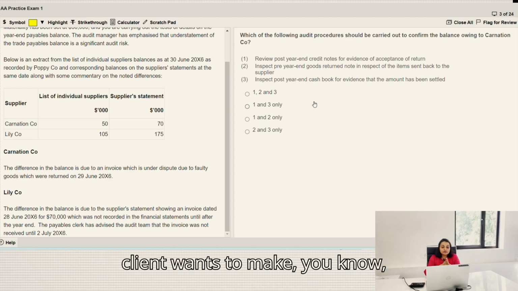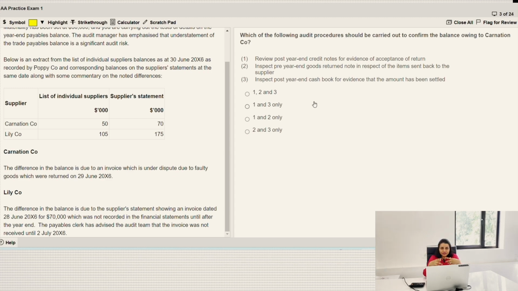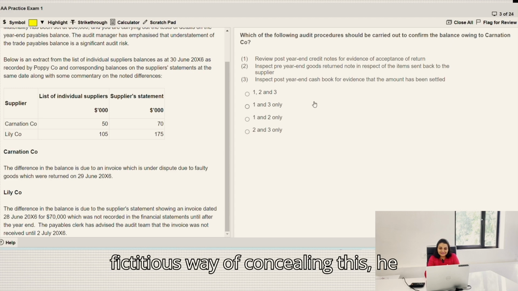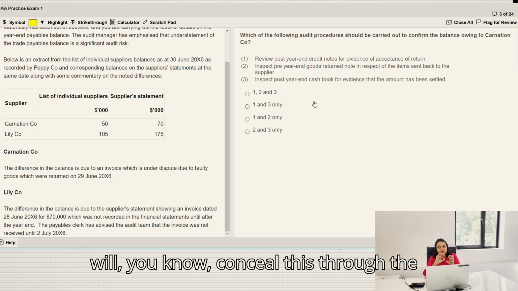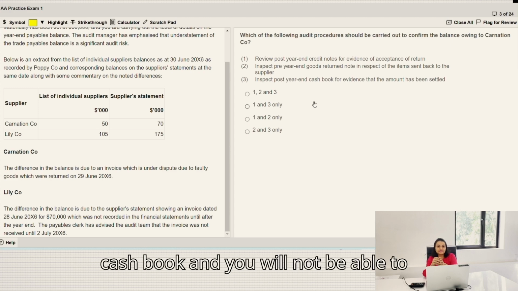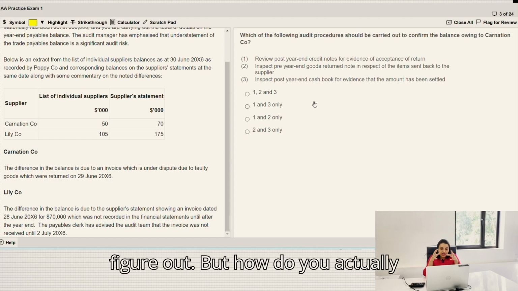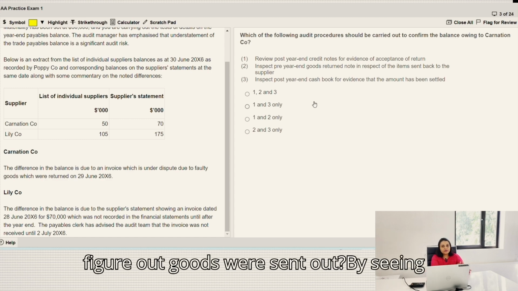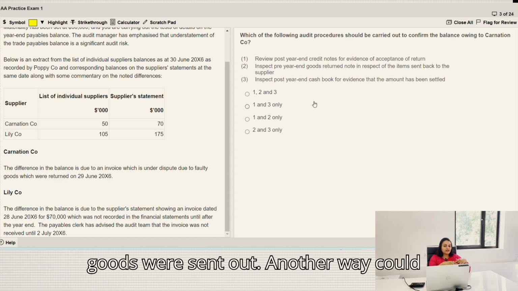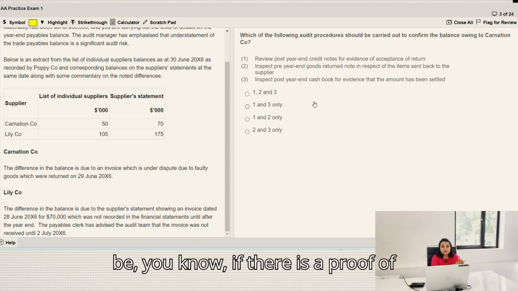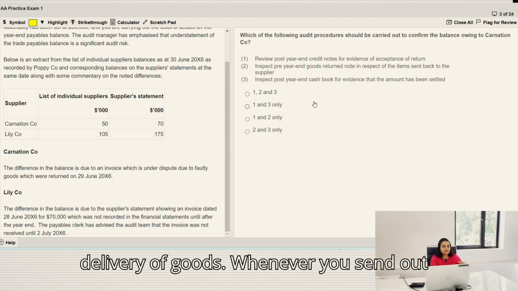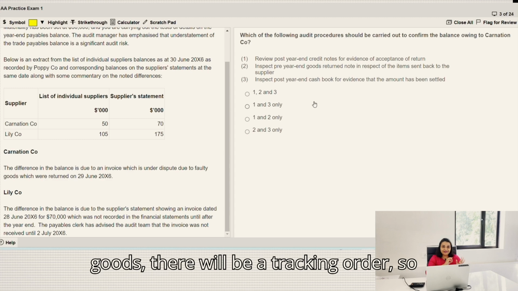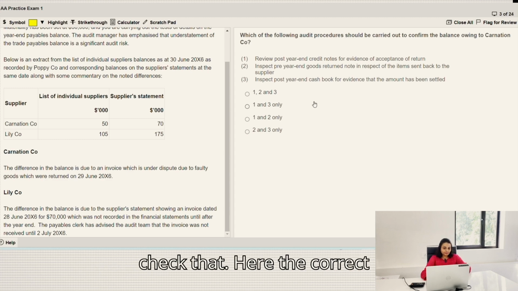So if the client wants to make a fictitious way of concealing this, he will conceal this through the cash book, and you will not be able to figure out. But how do you actually figure out goods were sent out? By seeing goods were sent out. Another way could be, if there's a proof of delivery of goods. Whenever you send out goods, there will be a tracking order. So check that. Here the correct answer is A and B, 1 and 2 only.